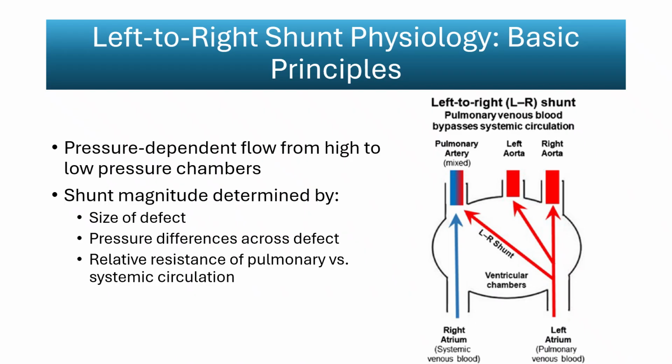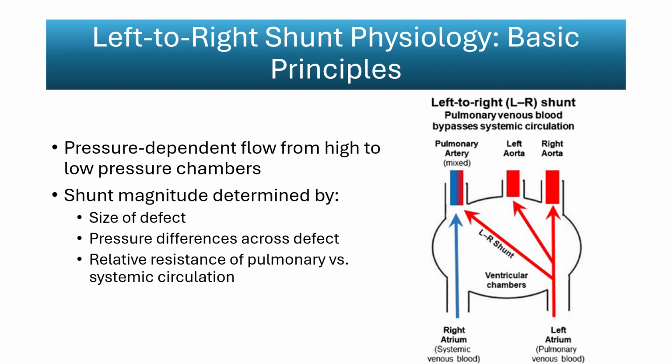The third is the relative resistance of the pulmonary and systemic circulations. At birth, pulmonary vascular resistance remains high, which limits shunting. As pulmonary resistance falls over days to weeks, left-to-right flow increases, often unmasking clinical symptoms of pulmonary overcirculation.